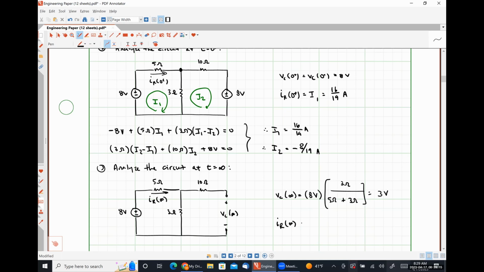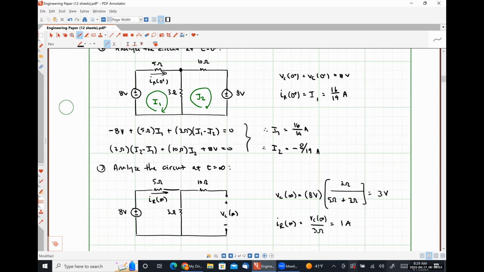And IR at infinity is just going to be VC at infinity over 3 ohms, which is 1 amp. Or we could have done it the other way around. We could have figured out that IR is just 8 volts divided by 5 ohms plus 3 ohms, because that's the only path that the current can take. And then from there used Ohm's law to say that VC is I times 3. Either way works. These are the results.